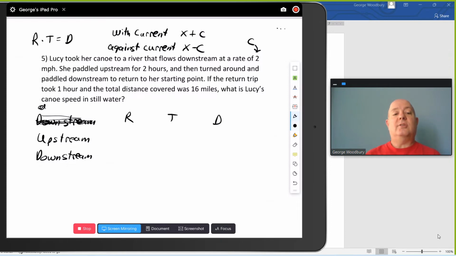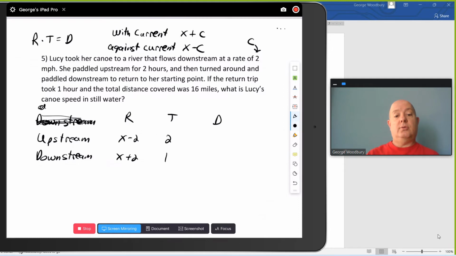Looking at the second sentence, she paddled upstream for 2 hours. So her time upstream was 2 hours. And then she turned around and paddled downstream to her starting point. That return trip took her 1 hour. So we know 2 hours upstream, 1 hour downstream. The rate is going to be the rate of her canoe in still water, x, and then affected by the current of 2 miles per hour. So upstream, that's going to be x minus 2, and downstream will be x plus 2.